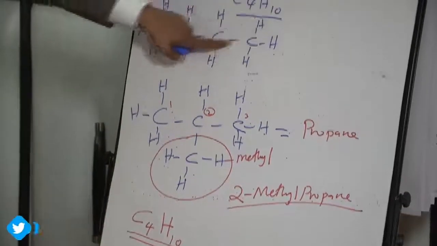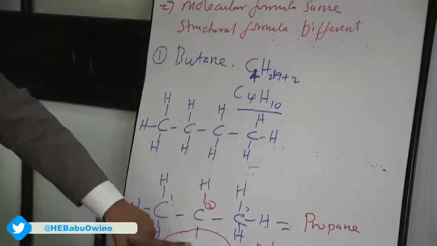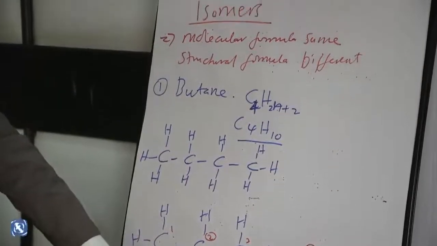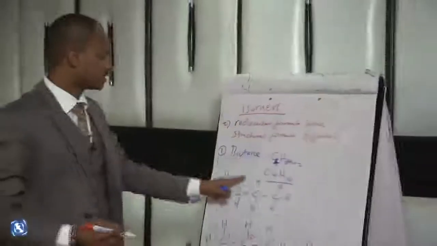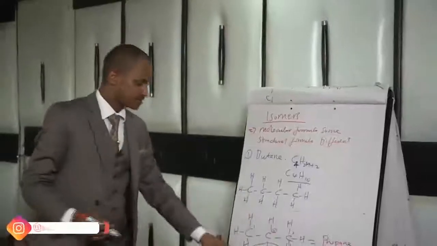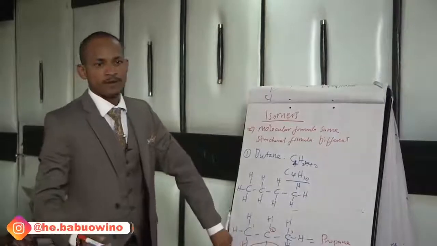But you can see this structure for C4H10 and this structure for C4H10, they are different. So that's called an isomer of butane. Butane has two isomers, this and this. We can do the same for pentane.